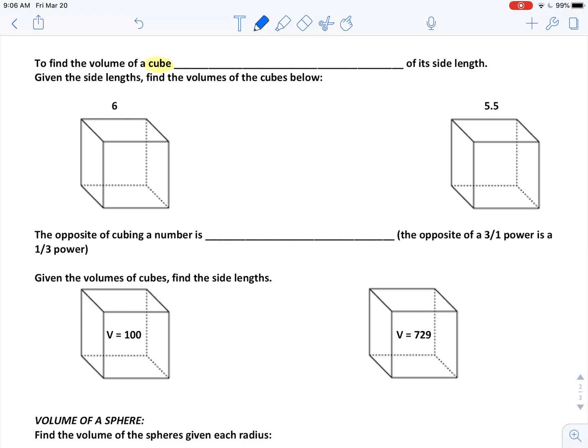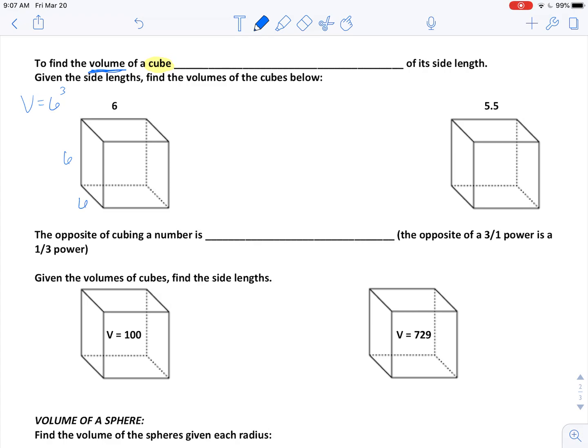Now let's do some volume. So to find the volume of a cube, well, I know all these faces are just squares. So if that's 6, this must be 6, that must be 6. And volume is always length times width times height. But if the length and width and height are all the same, well, it's just going to be whatever that side length is, cubed. That's why we call it a cubed number.